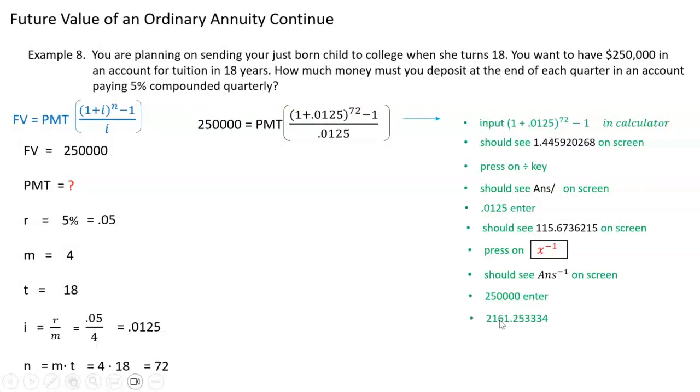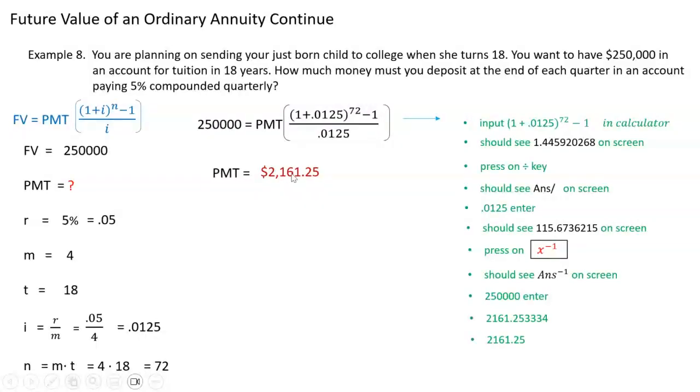So you need to deposit $2,161.25 every quarter, which means every 3 months. Right? That's a payment every 3 months, which is not bad. Not bad at all. Now, but that's if you can afford it, correct?